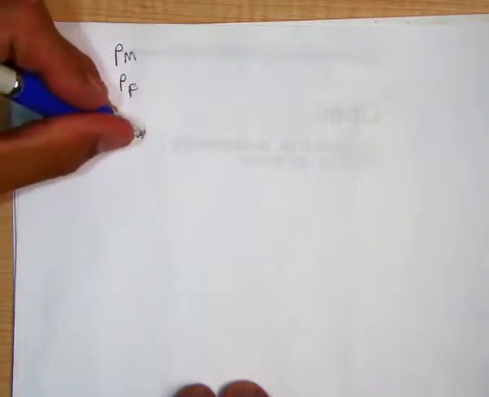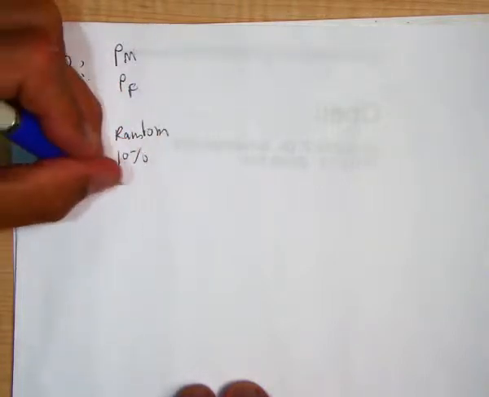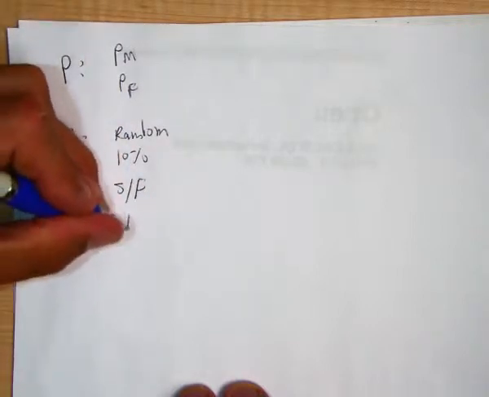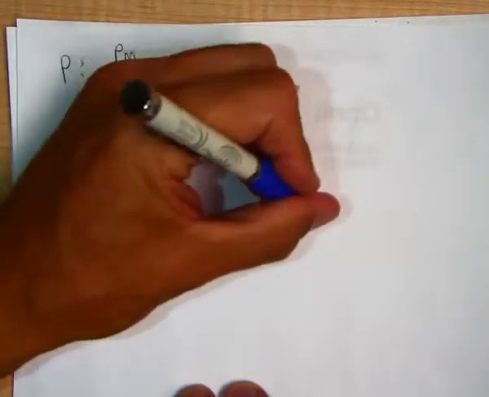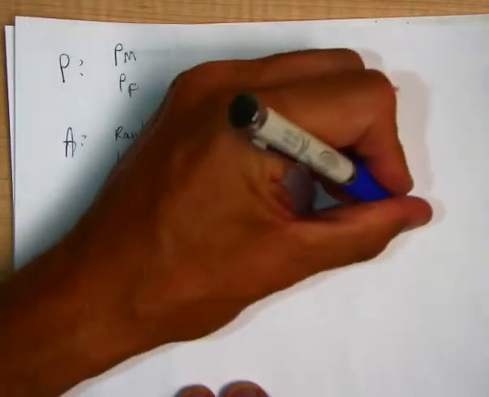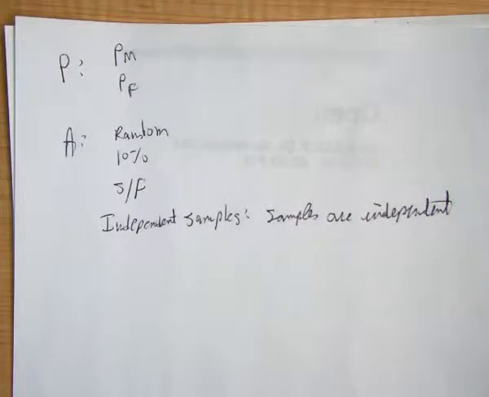Okay, parameters: we already defined P sub m and P sub f, so I'm not going to redo that. Assumptions and conditions: we checked the random condition, the 10% condition for both, and the success/failure condition, but we've got to do the independent samples condition. So random is done, 10% is done, success/failure is done. Independent samples: what are we going to put there? We're going to put that the samples are independent. One sample did not affect the other sample.